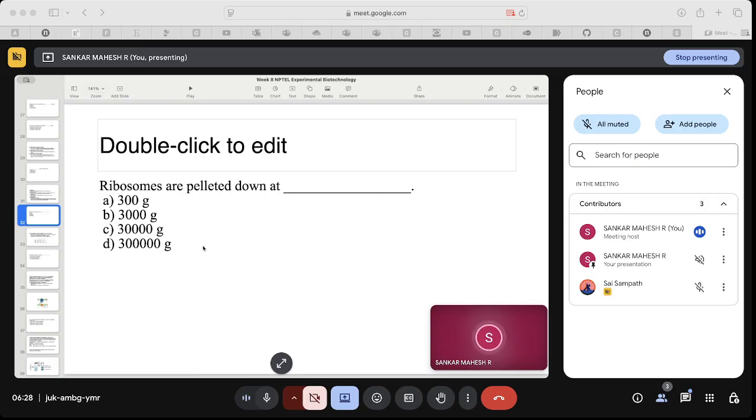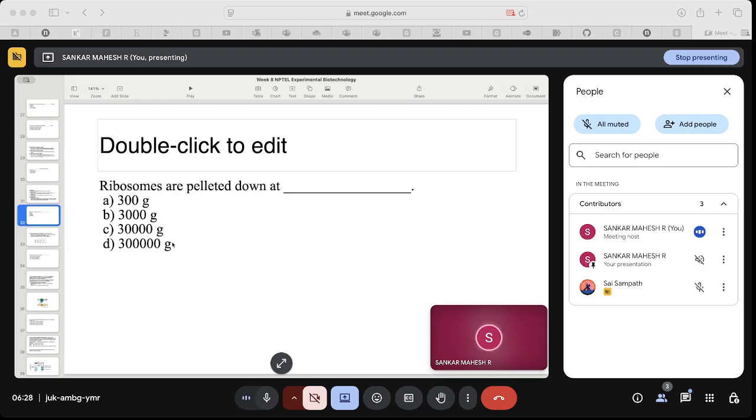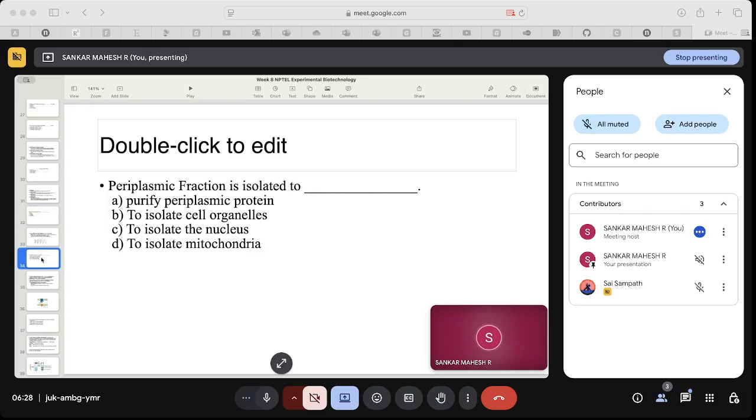Okay, we can even consider this G as RPM because you are familiar with that, although it's slightly different. Now let's say 300 and 3000 are removed. Will it require 30,000 G or 300,000 G? That is a question. Typically for organelles, up to 50,000 G are used. And in this option, because 30,000 G is given, we'll go with 30,000 G. Was that clear? Yes, sir. Okay.